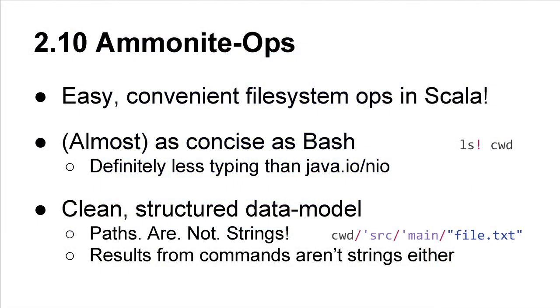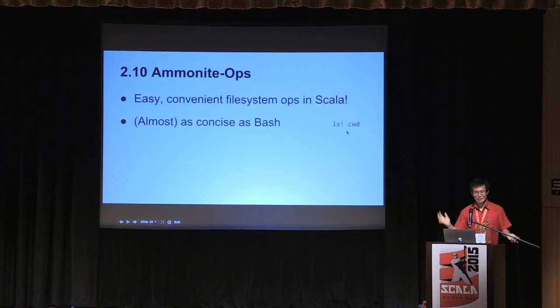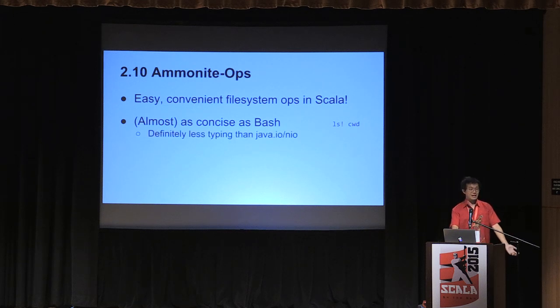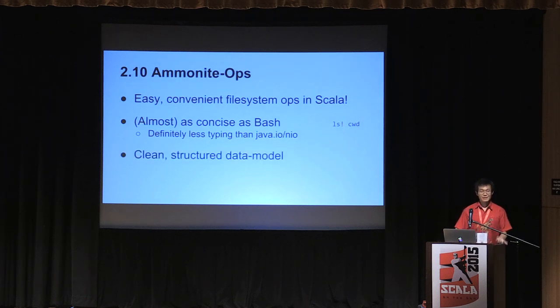So what does Ammonite-Ops give you? It gives you easy, convenient file system ops in Scala that are almost as concise as Bash. Not quite. In Bash, this is ls with nothing else, but 2x. The goal was 2x, not 1x. But it's definitely less typing than Java.io, even Java.nio, or even doing this in Python. It's much less typing. And even though it's less typing, the data model is much better.